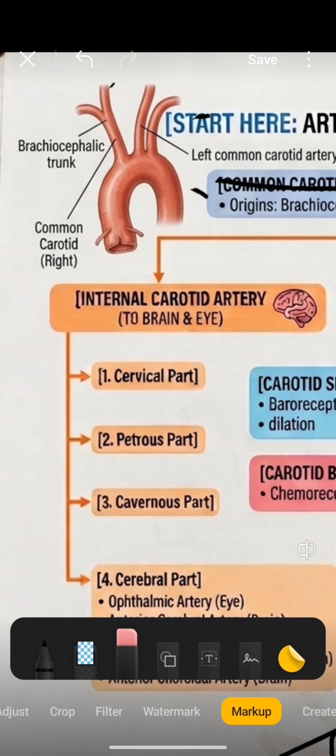So mainly the common carotid artery is the chief artery supplying the head and neck. Okay, it is further divided into right and left.